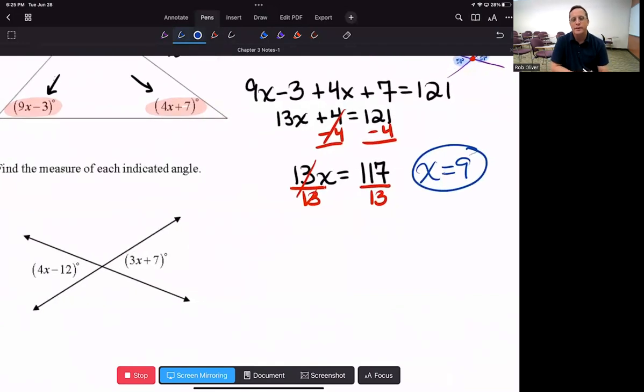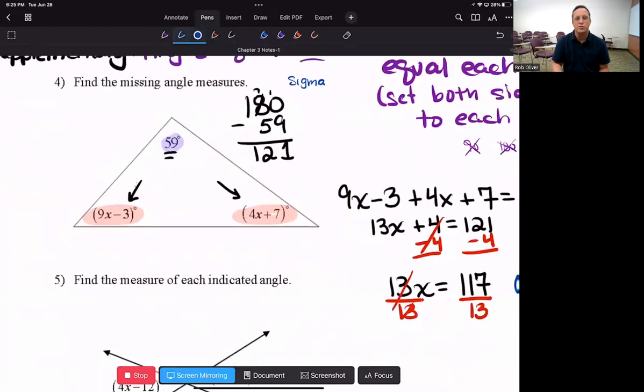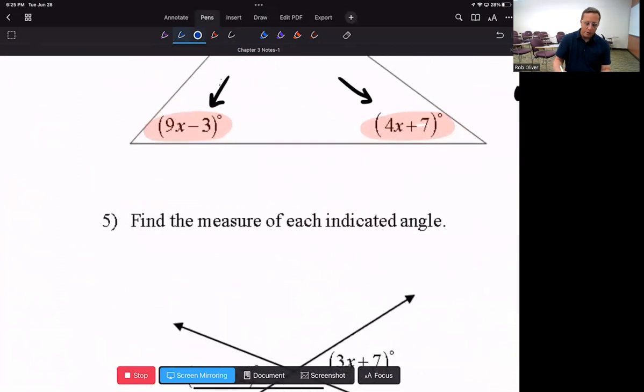And that isn't necessarily an angle in this problem. That's what we got for x. Let's look back at the question. The question says find the missing angle measures. So we didn't find the angle measure. X is not the angle. X is x. So now we're going to put that in for x. For this one, we're going to do 9 times 9 minus 3.